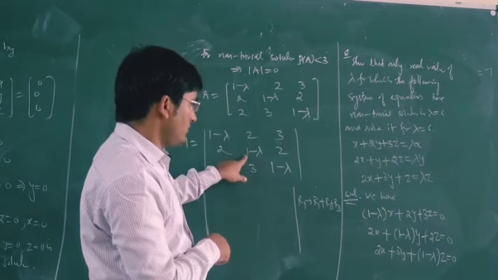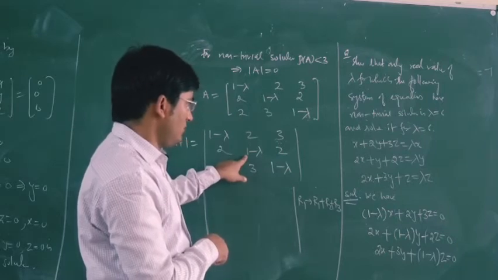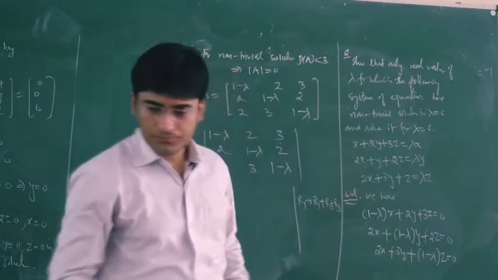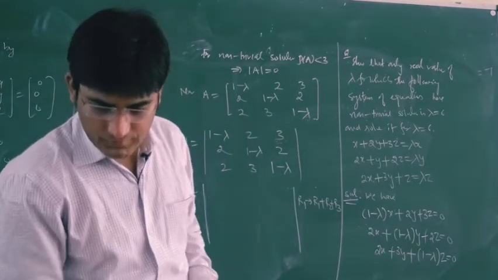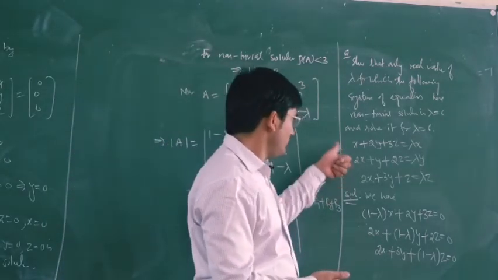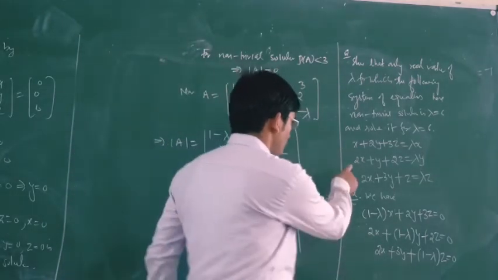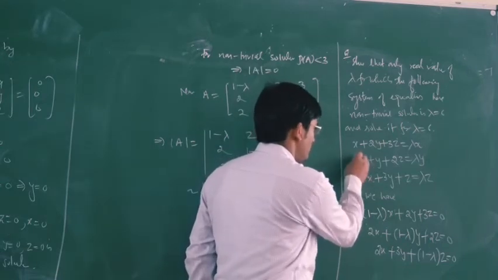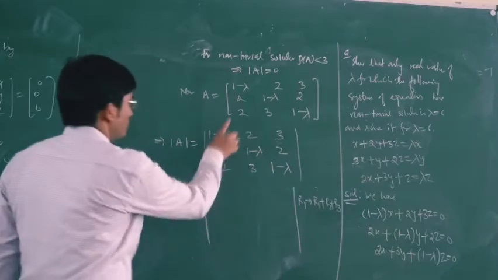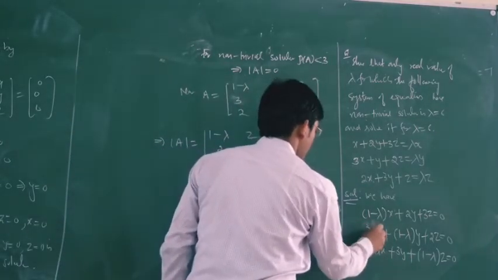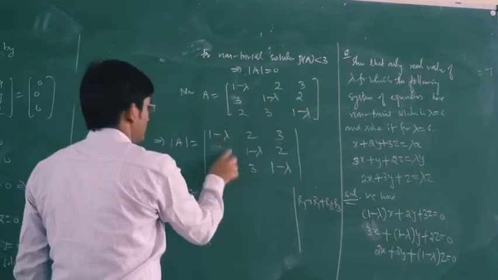We have some mistake here. I think this 2 will be your 3. Here we have some mistake. I think either this 2 is 3 or this 2 is 3. So I am writing this 2 as 3. So this will be our 3.